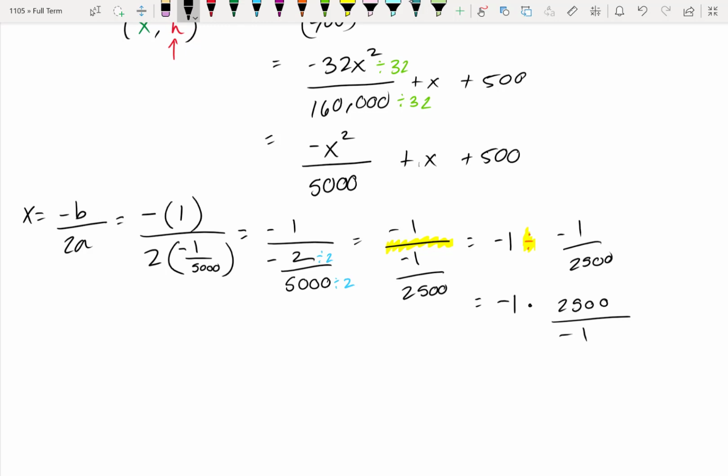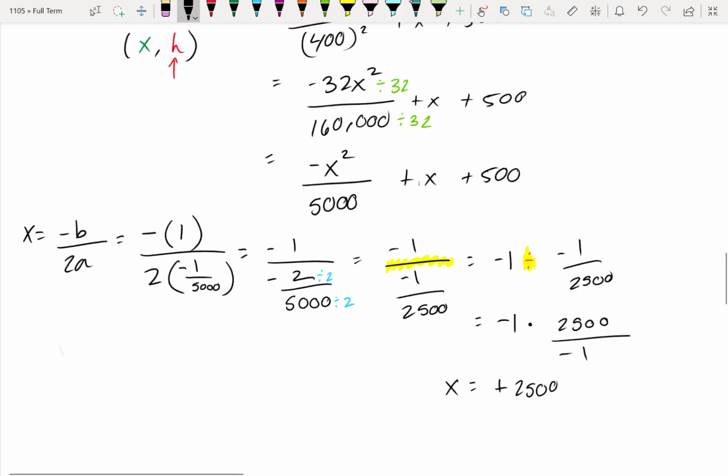So we have negative times negative, it turns to positive. So 1 times 2,500 is 2,500. That's what the horizontal distance is for x. So what that means is the maximum distance it will travel at the highest point will be 2,500 feet.